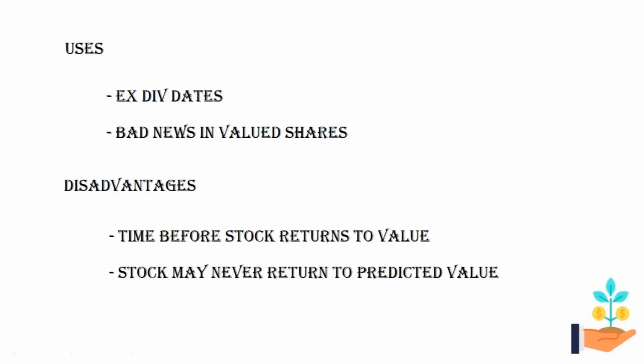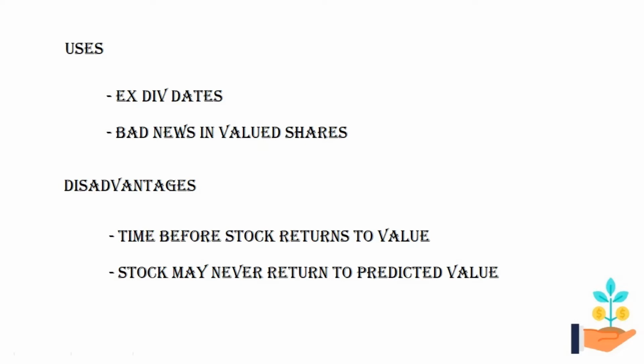Other uses could be bad news in a valued company. Say, for example, a very blue chip company has had some bad news, but you know it's quite temporary, and so you can use this to your advantage. Buy a couple of shares and know that the value will generally go back up, and you just put the values into the calculator, and that will tell you when you need to buy or sell to receive your free share.